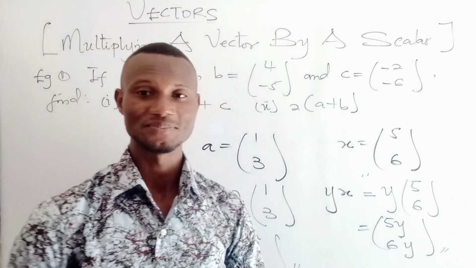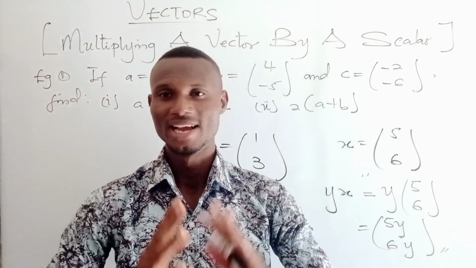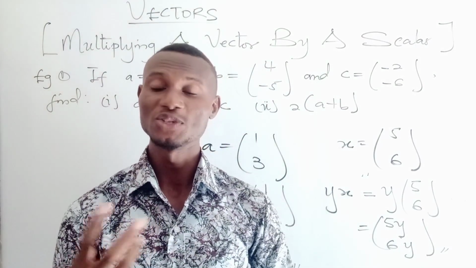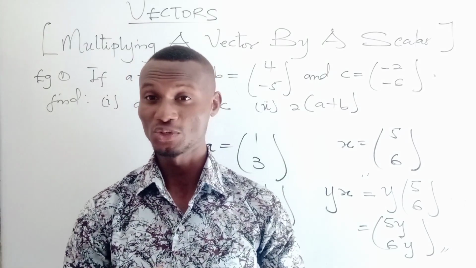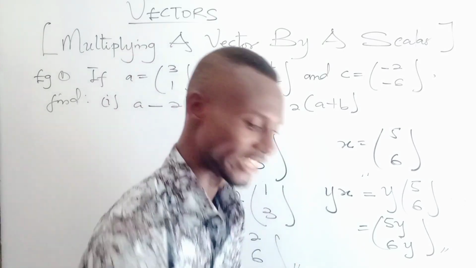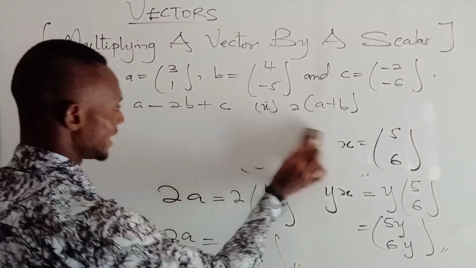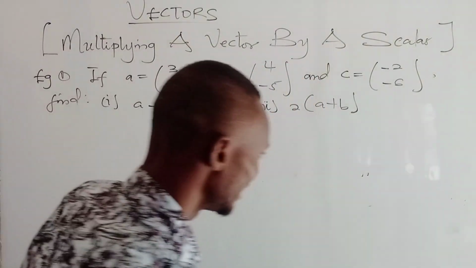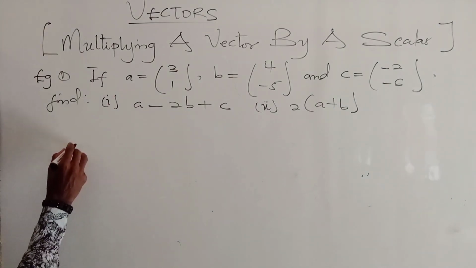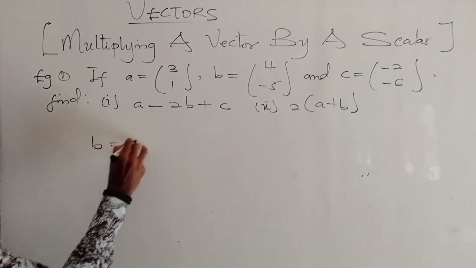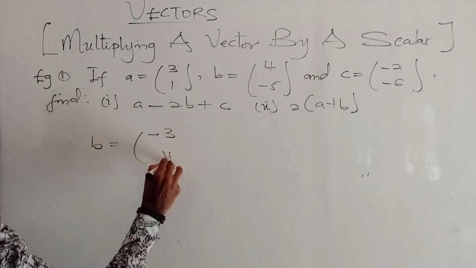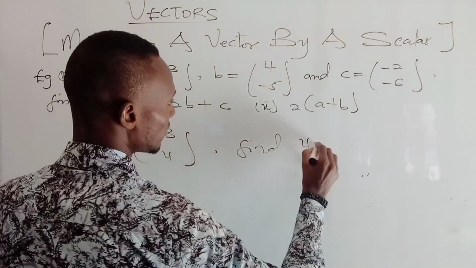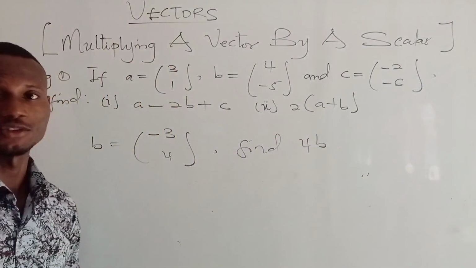I hope the explanation is clear enough up to this point. Nothing difficult about it, and I hope you understand. I'm going to take another example and use it to explain it to you. So I'm going to clean this from the board. Let me take another example. Assuming I have the vector b equals -3, 4, and I'm being asked to find, let's say, 4b. I'm being asked to find 4b.